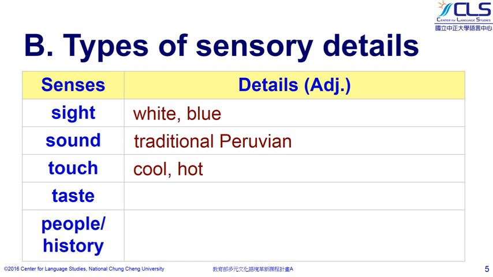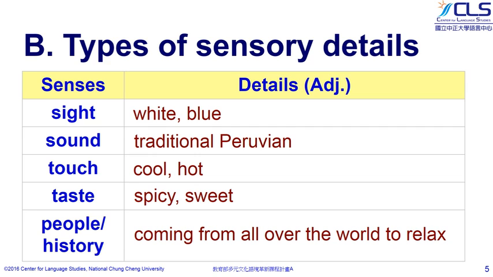We'll use cool or hot to describe how someone feels when he or she touches something. And we'll use adjectives like spicy or sweet to describe a taste. And when we're describing people or history, we can use adjective phrases like people are coming from all over the world to relax.